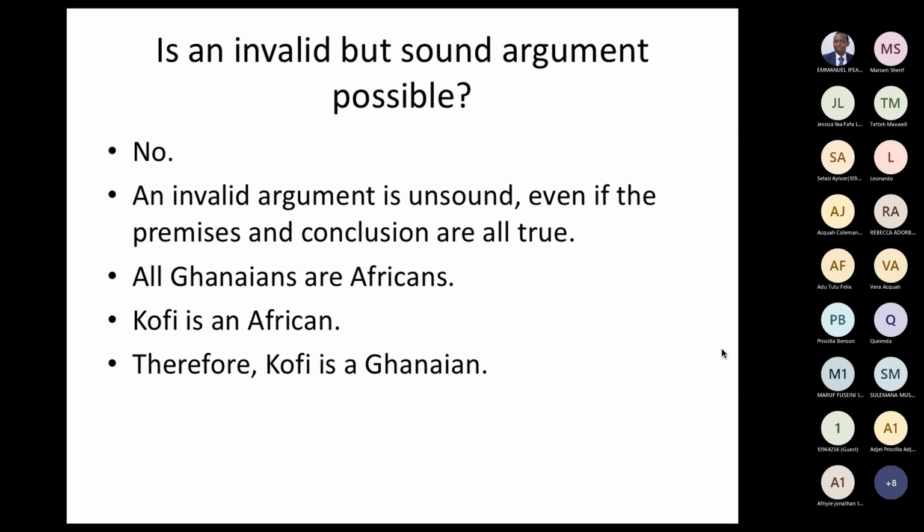Then you ask yourself, with your common sense, why is this argument invalid? Because you cannot know that Kofi is a Ghanaian by simply knowing that he's an African. That Kofi is an African does not authoritatively tell you he's a Ghanaian. So even if you know that Kofi is a Ghanaian, it is not from this argument that you got that knowledge. You got that knowledge before you saw this argument. And this argument itself cannot show you that Kofi is a Ghanaian. So the argument is invalid. And in spite of the fact that all the statements might be true, we would say it is unsound.